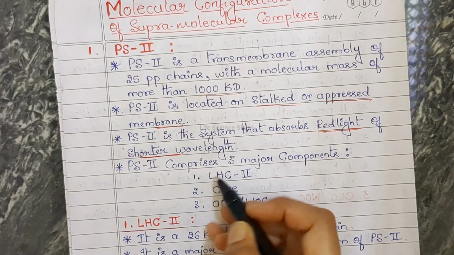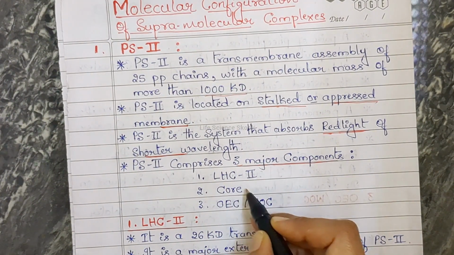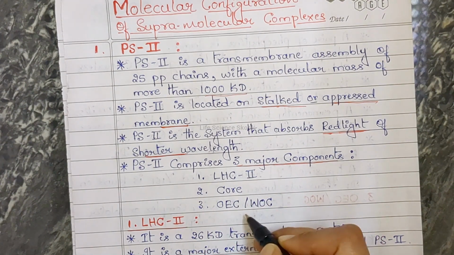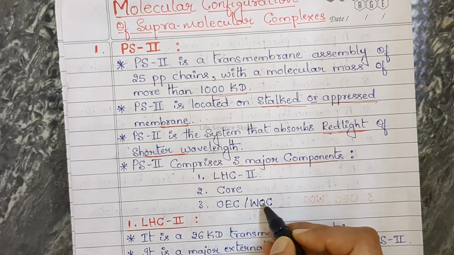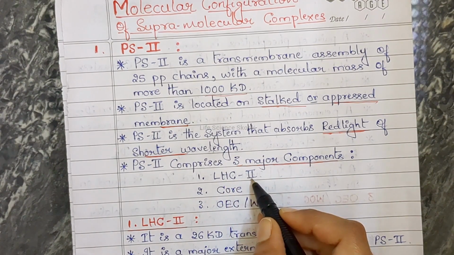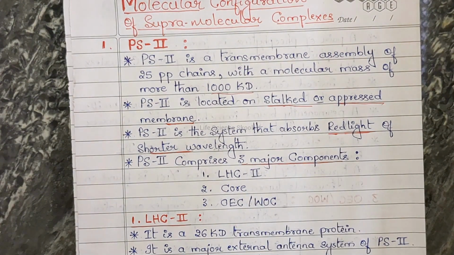PS2 comprises three major components: LHC2, the core, and OEC or WOC. OEC is the oxygen evolving complex or water oxidizing complex. LHC means light harvesting complex 2. Now we will learn one by one.